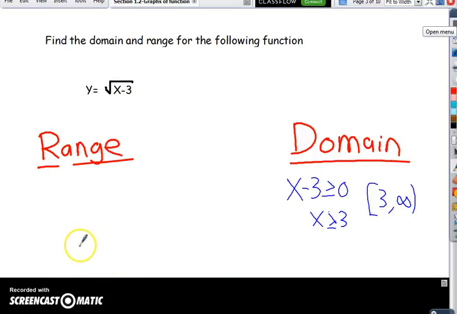Now for my range, remember, square root, if this thing cannot be negative, then the lowest it can ever be is 0. So that's why my range is y greater than or equal to 0. Or, using my interval notation, 0, comma, infinity. So we've got that going for us.